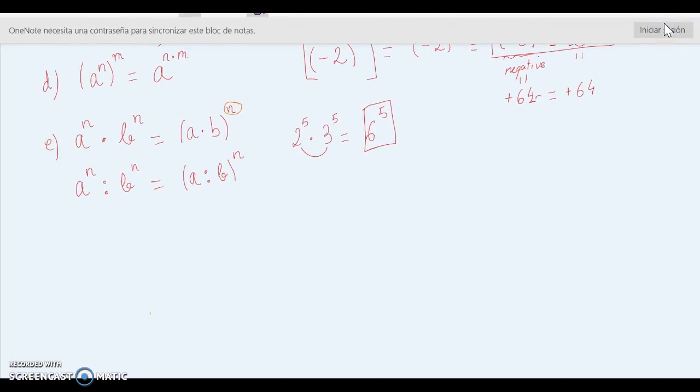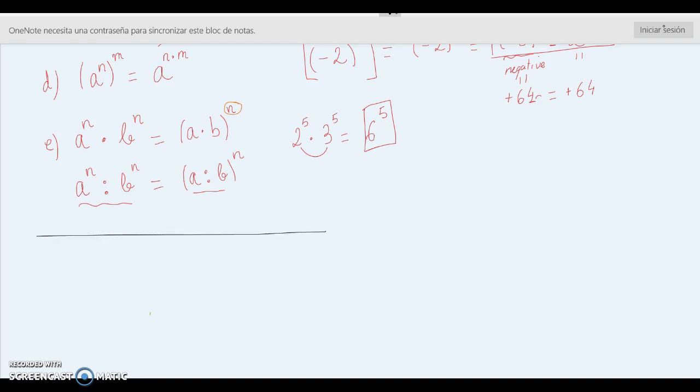Sorry, I forgot writing another property in the product here. I forgot writing this property with the division. It's the same, but we have to divide the bases here. Let's see some examples. Let me change the color.